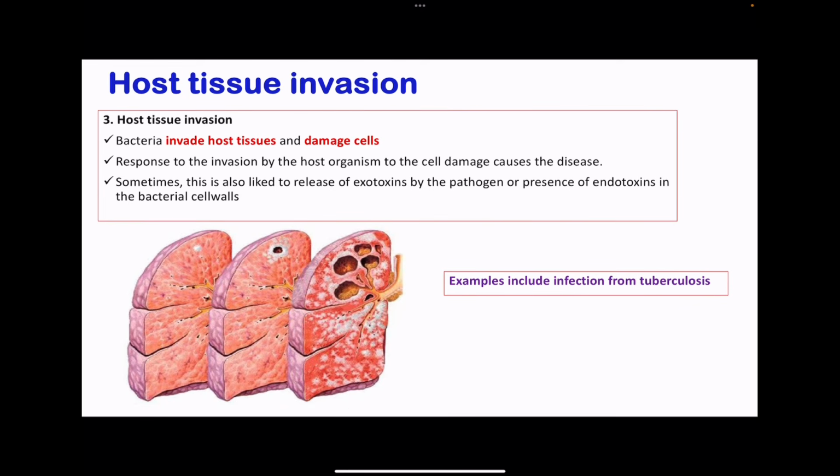The next is host tissue invasion, like we see in tuberculosis. Most times this is due to the toxins that are released. Tissues are going to be destroyed and organ damage could occur, as we can see here in these lungs of a person who has tuberculosis.